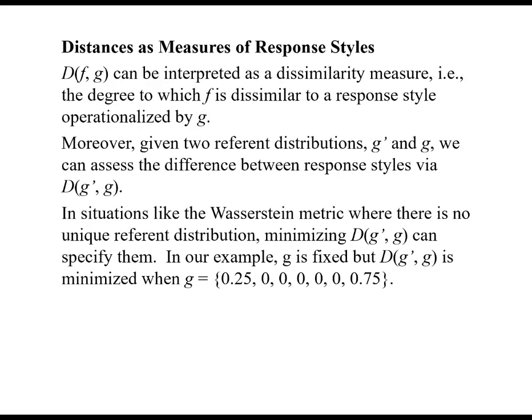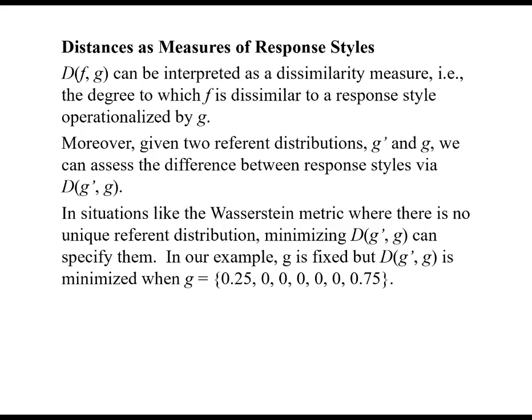But let's turn instead to distances as measures of response styles. DFG can be thought of as a dissimilarity measure. After all, it's a distance between F and G. So it tells us how different they are from each other. And moreover, given two different reference distributions, G prime and G, we can assess the difference between the response styles that are operationalized by them. So we can look at D, G prime, G. In situations like the Wasserstein metric, where there's no unique referent distribution, minimizing D, G prime, and G can specify them. Or if we want to maximize D, G prime, and G, same thing.